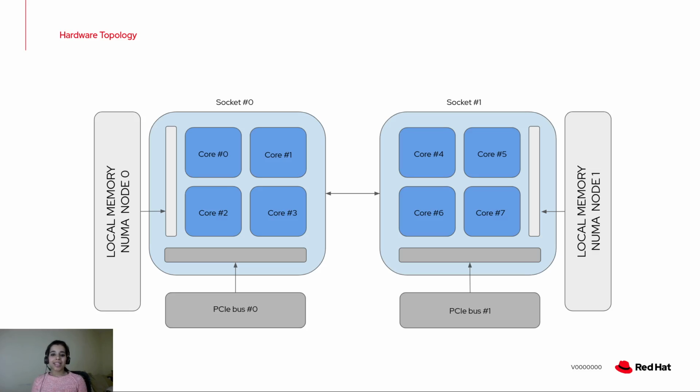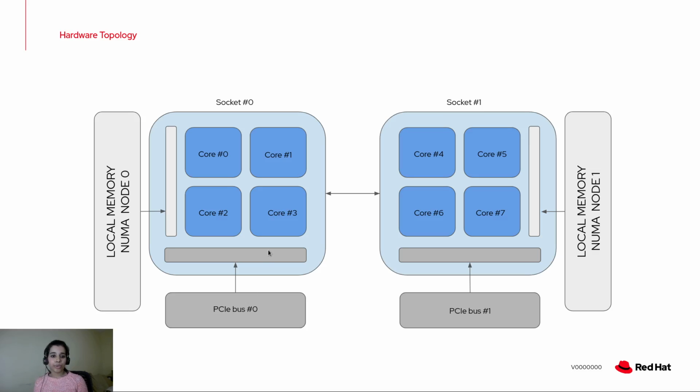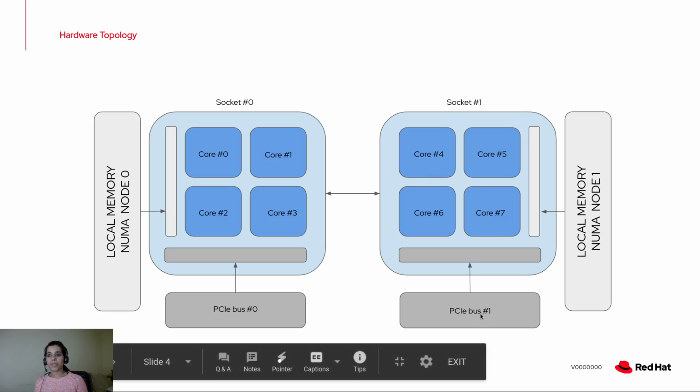Now, on modern systems, the idea of having local versus non-local memory can be extended to peripheral devices such as NICs and GPUs. All memory on NUMA systems is divided into a set of NUMA nodes, with each node representing the local memory for a set of CPUs or devices. For example, in this figure, we have CPU cores 0 to 3 and devices connected to PCIe bus 0. Those would be part of NUMA node 0, whereas CPUs 4 to 7 and devices that are connected to PCI bus 1 are part of NUMA node 1.